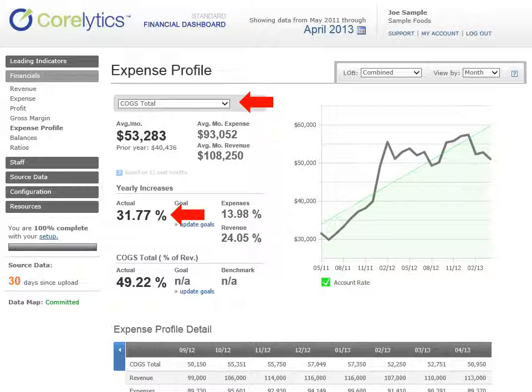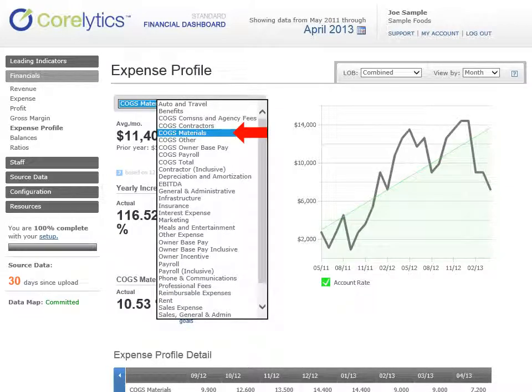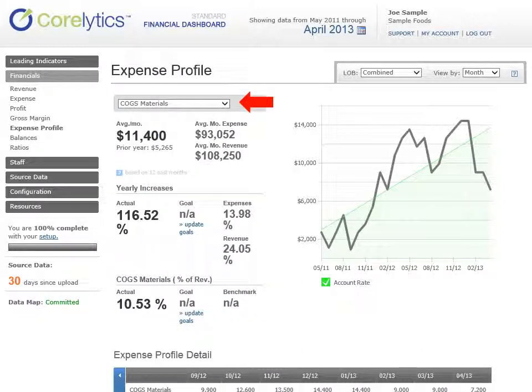Of course, from here we need to zoom in and figure out which piece of COGS is causing the problem. So now let's take a look at one of our COGS components. In fact, let's look at COGS materials. On the COGS materials screen, we see something really interesting. Here's the number we're looking for. 116% growth absolutely explains why the expenses number has jumped up so high.